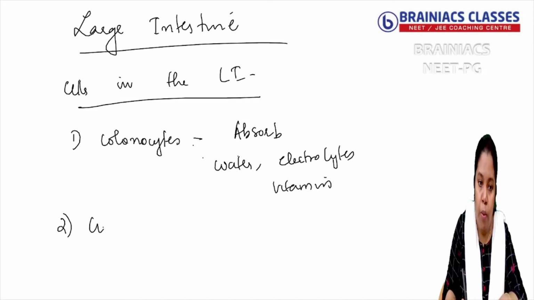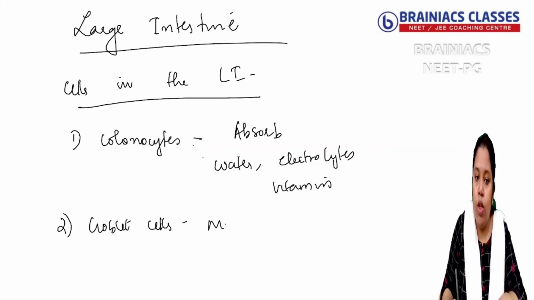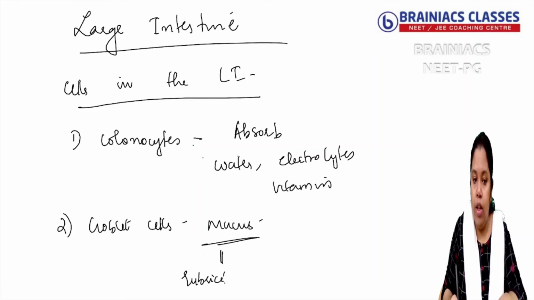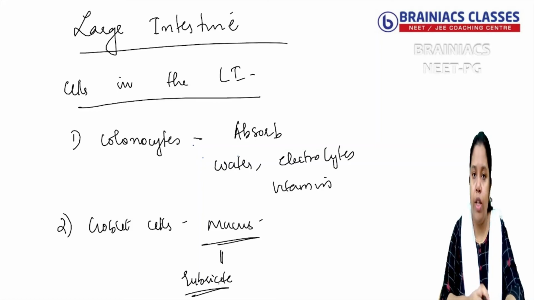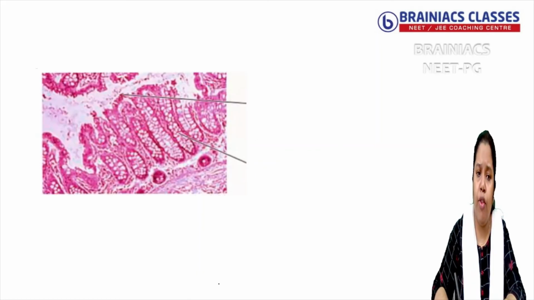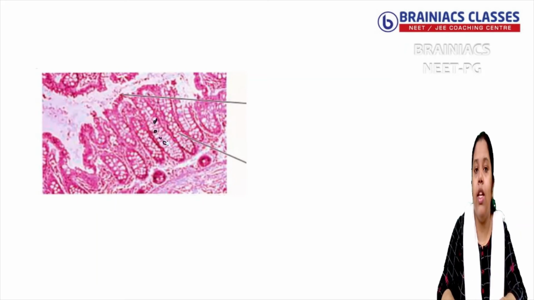Second is the goblet cells. They will secrete mucus, and what will this mucus do? They will lubricate, okay, the rectum, the anus. So lubrication is the main function of the goblet cells. So what you can say is that a large number of goblet cells, can you see here the white cells? Okay, a large number of goblet cells are seen in the large intestinal epithelium.